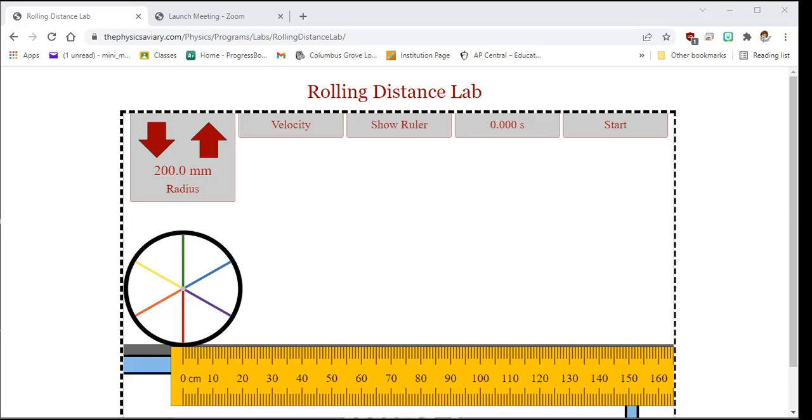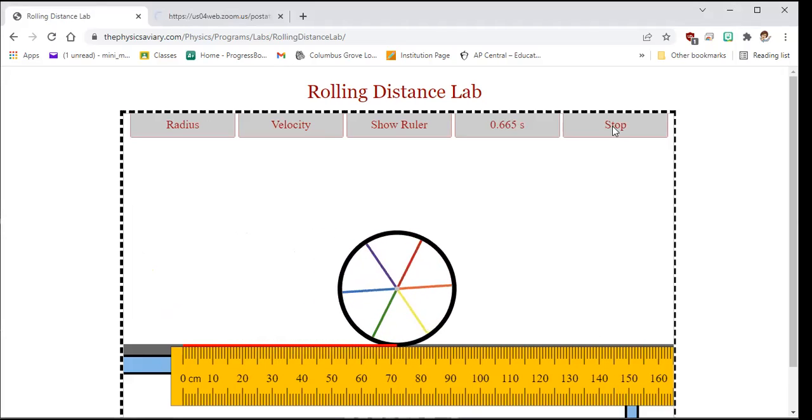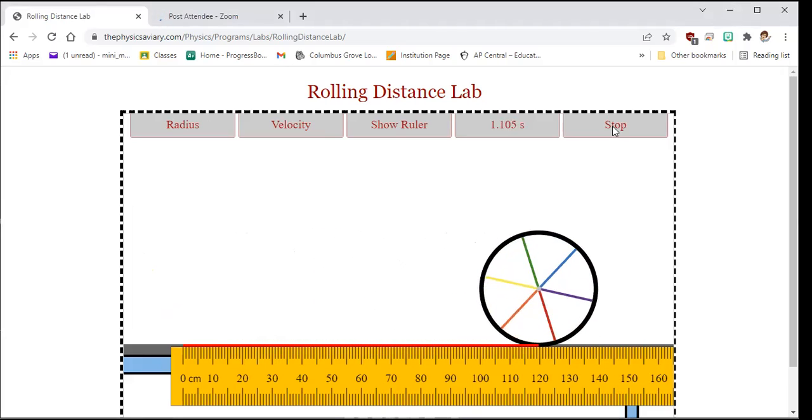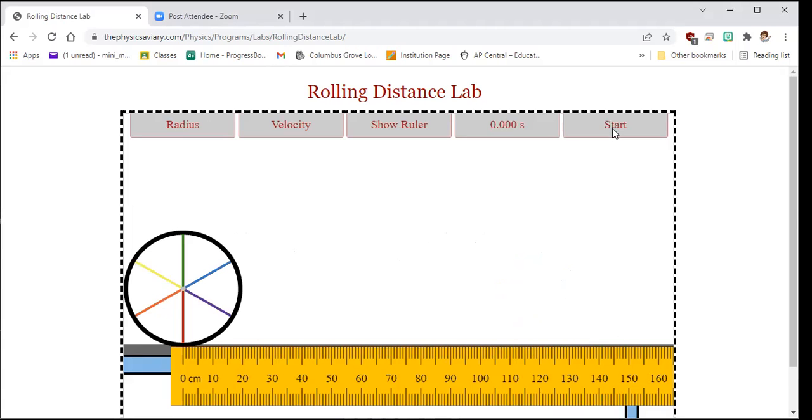Okay, here we go. I'm going to start, and I'm going to see if I can stop it when it hits one revolution. Oh, I was close. I'm a little off. I should have let it go just a little bit further. But you can see that in one revolution at a 0.2 meter radius, I traveled about, let's see, this is in centimeters, so I would have been at about 1.4 if I hadn't stopped it a little prematurely. So now I'm going to reset it, and I want to change my radius.